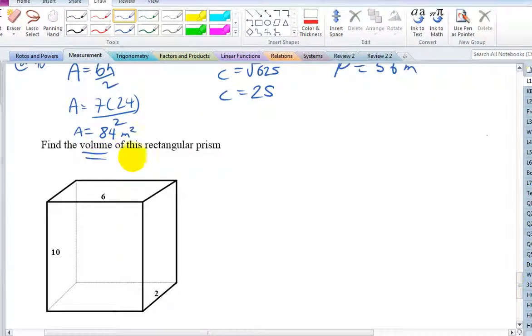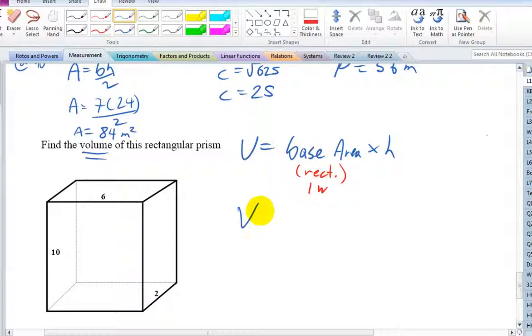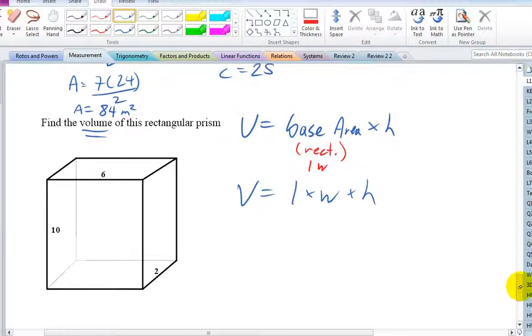Okay, volume for a rectangular prism. The volume from the formula sheet is the base area times the height. Now this happens to be a rectangular base. The formula for a rectangle is length times width. So they're not going to give you the formula, but you have to come up with the formula, length times width times height. Okay. Keeping in mind that length times width is there because it's a rectangular base.